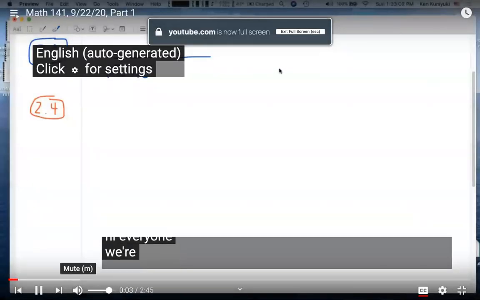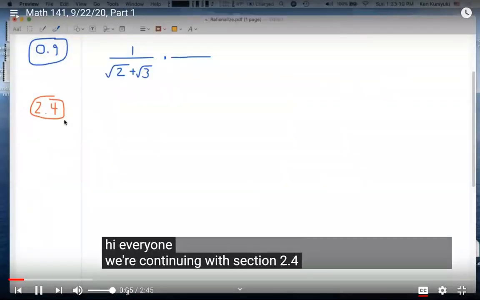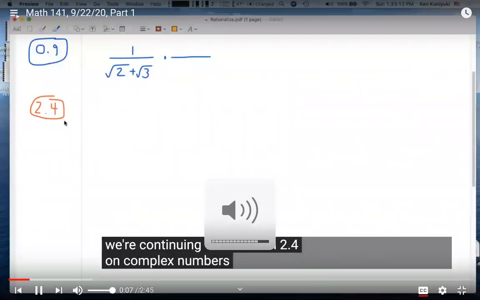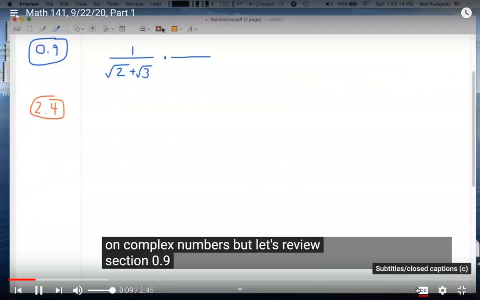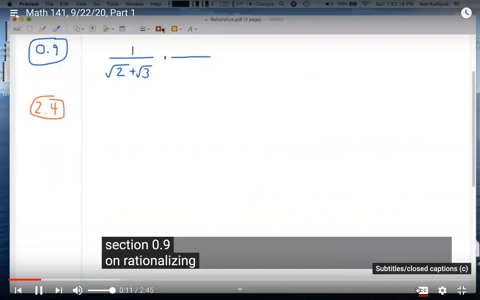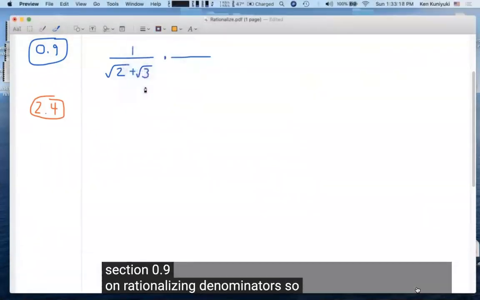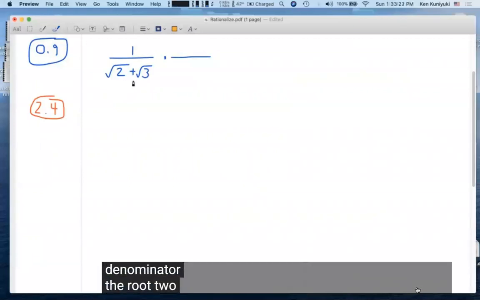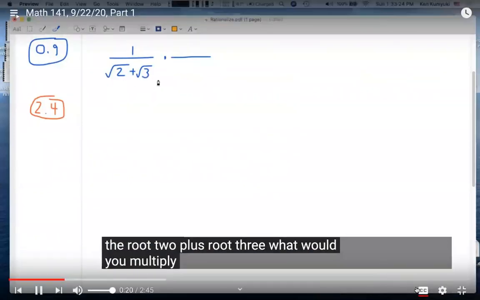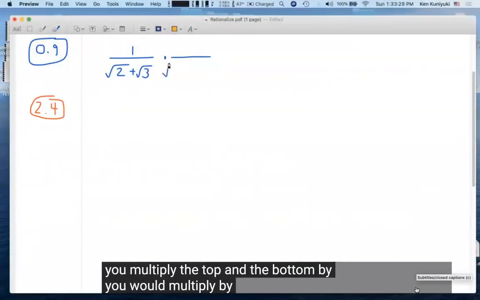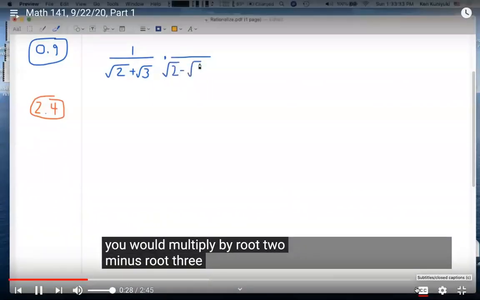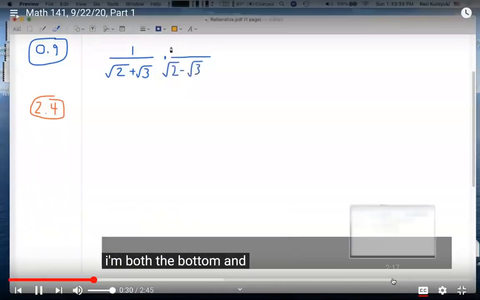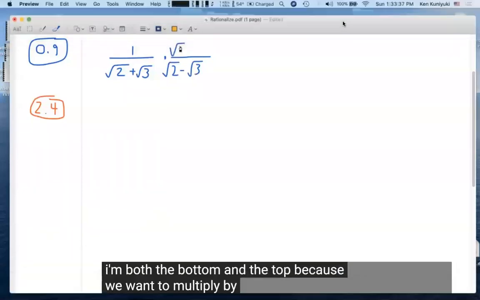Hi, everyone. We're continuing with section 2.4 on complex numbers. But let's review section 0.9 on rationalizing denominators. So if you were asked to rationalize this denominator, root 2 plus root 3, what would you multiply the top and the bottom by? You would multiply by root 2 minus root 3, on both the bottom and the top, because we want to multiply by 1.